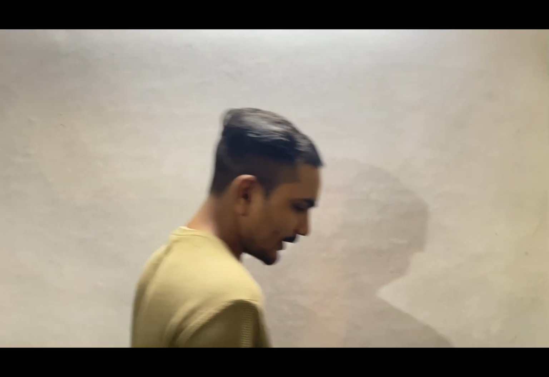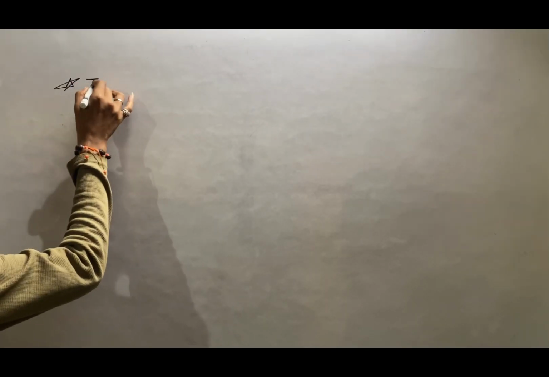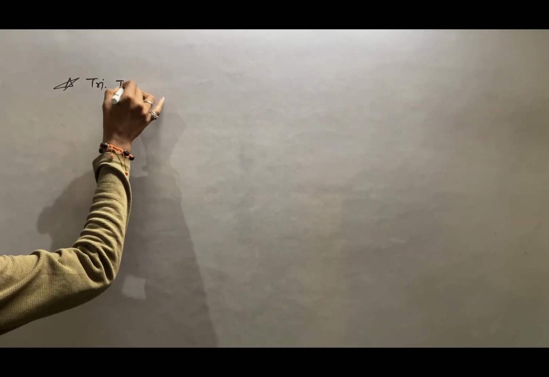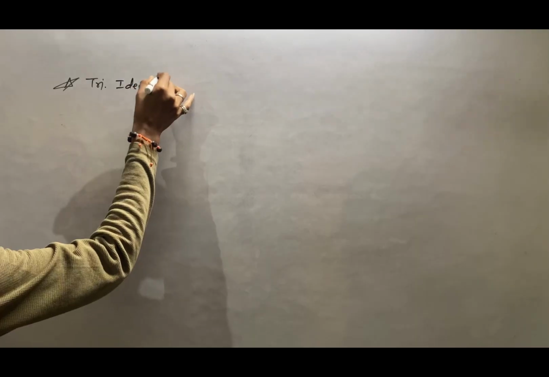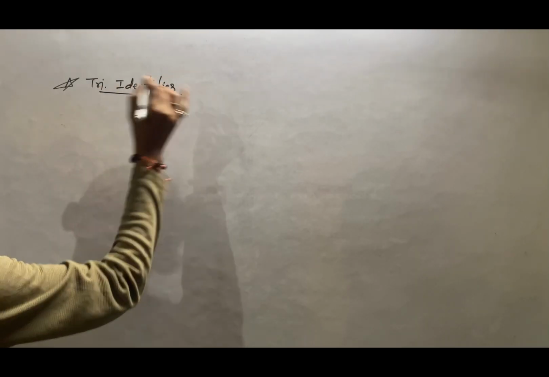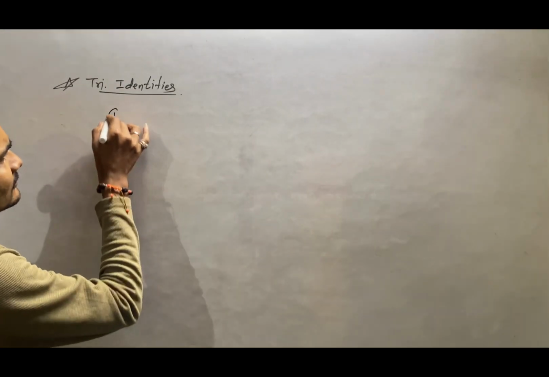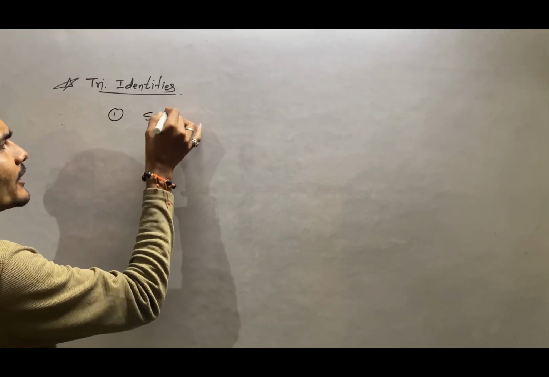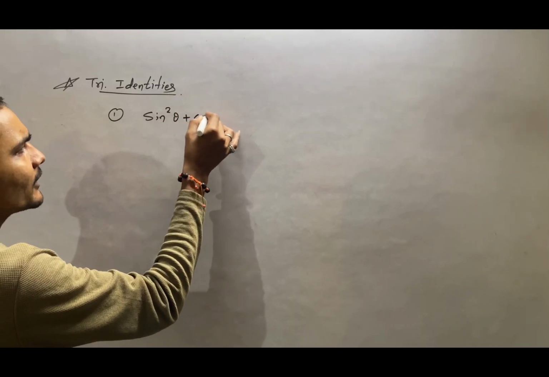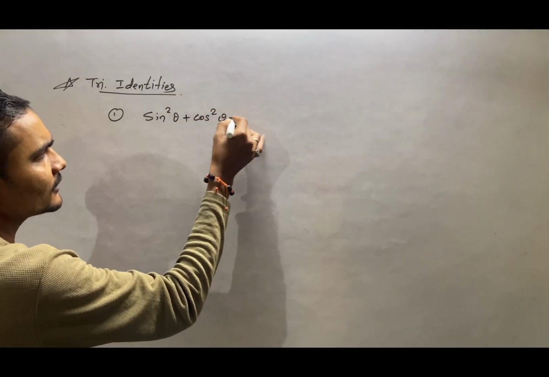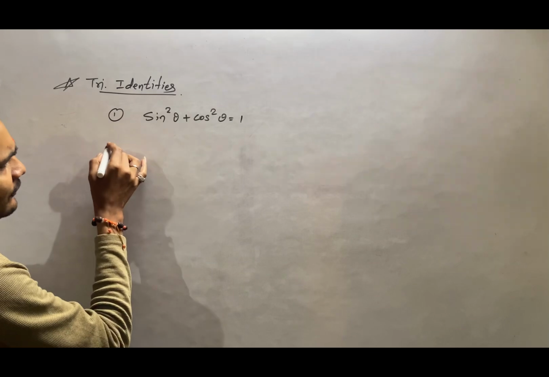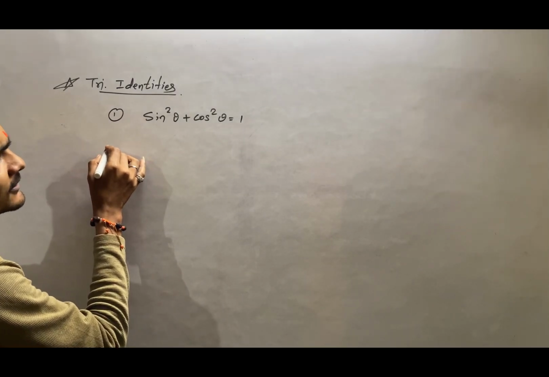In 9.7 we have trigonometric identities. So the trigonometric identities, so already you know the basic trigonometric identities like sine square theta plus cos square theta equals 1. Do you remember any other identities?